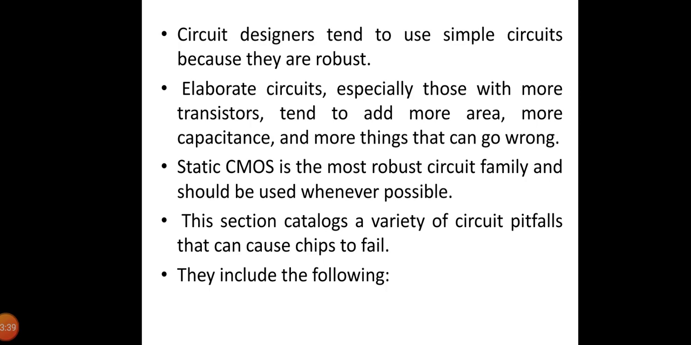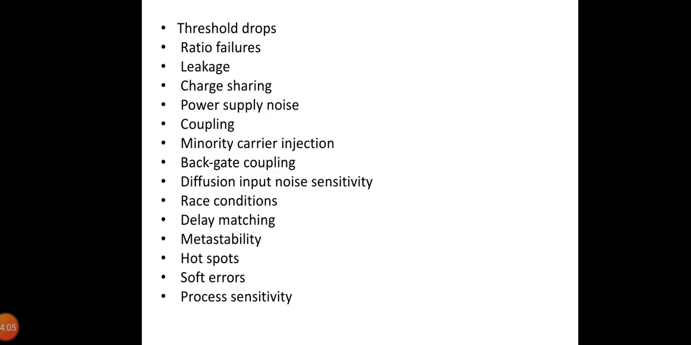And now let us move on to circuit pitfalls, which are the reasons for some circuits to fail. Circuit designers tend to use simple circuits because they are robust. Elaborate circuits, especially those with more transistors, tend to add more area, more capacitance and more things that can go wrong. Static CMOS is the most robust circuit family and should be used whenever possible. Today we are going to see a variety of circuit pitfalls that can cause chips to fail.